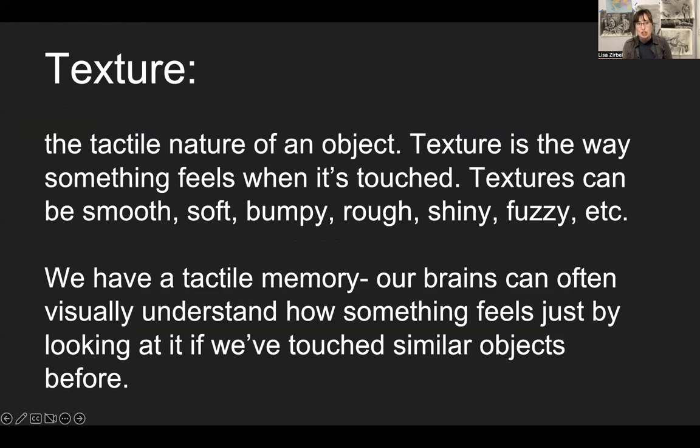So what is texture? It's the tactile nature of an object. It's the way something feels when it's touched. So we often think about things that are smooth and soft, something reminiscent of a good memory. They can be bumpy, they can be creepy, they can be rough or tough or hard, they can be shiny or polished, they can be fuzzy.